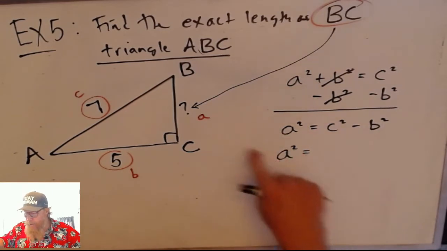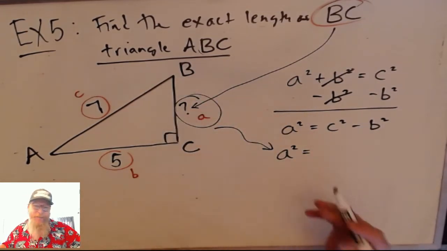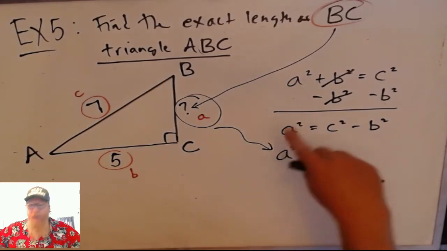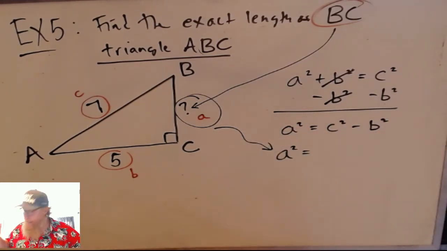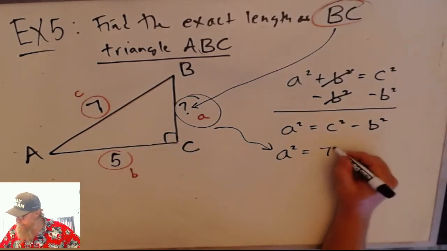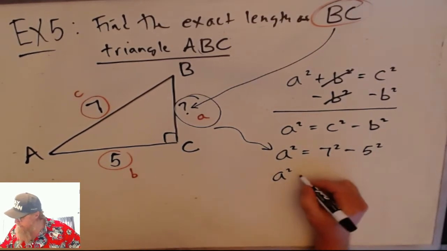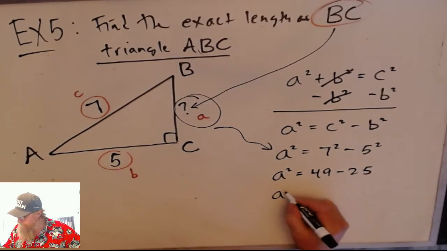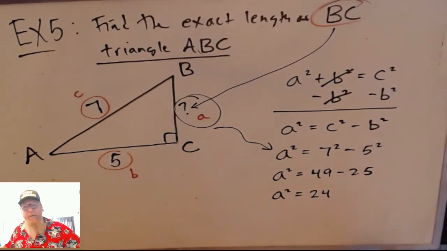So I've got A squared is my unknown. That's what I'm looking for. I'm actually looking for A, but start off by doing A squared. If you've already forgot my advice from yesterday, don't take the square root yet. If you do it now, it'll usually screw it all up. So we got C squared is 7 squared. We got B squared is 5 squared. Again, no calculator is necessary here. 49 minus 25. That would be 24.